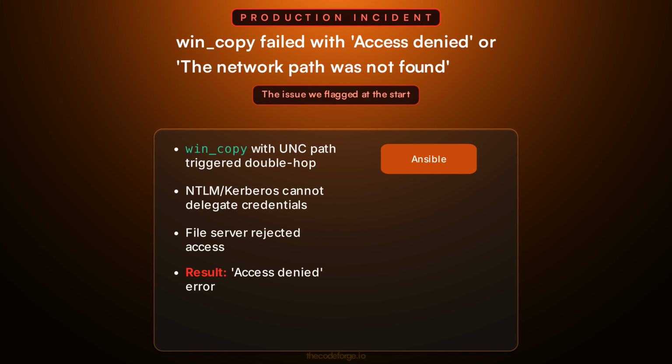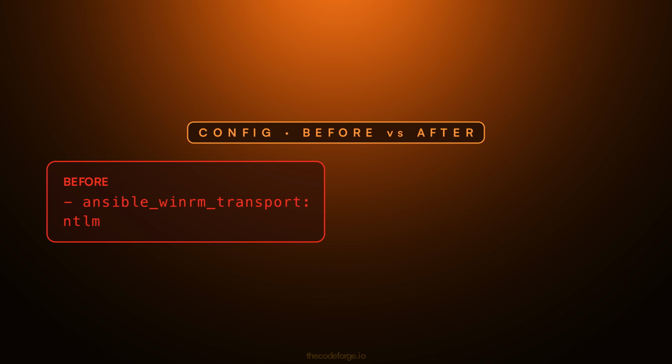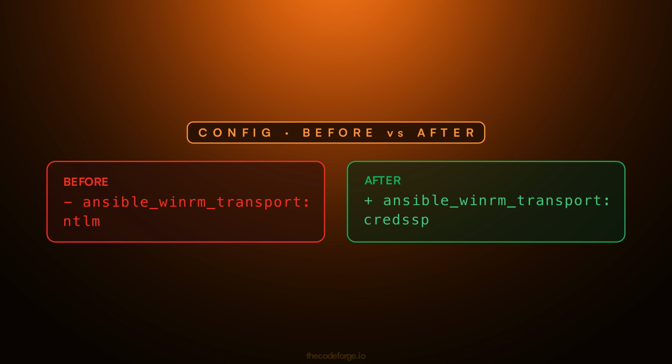This is the same issue we highlighted at the start. Here's exactly why that happened. When Ansible uses WinRM with NTLM or Kerberos, the credentials cannot be delegated to a second hop. So when WinCopy tries to access a file on a network share, the file server sees an anonymous request and denies access. That's the double hop problem. The root cause was that WinRM's default transport, NTLM, cannot forward credentials to a second hop.